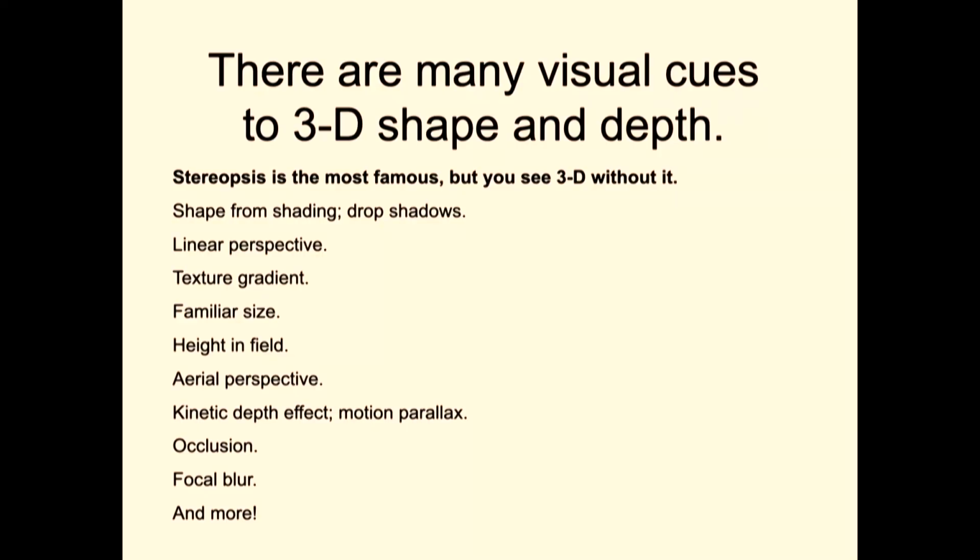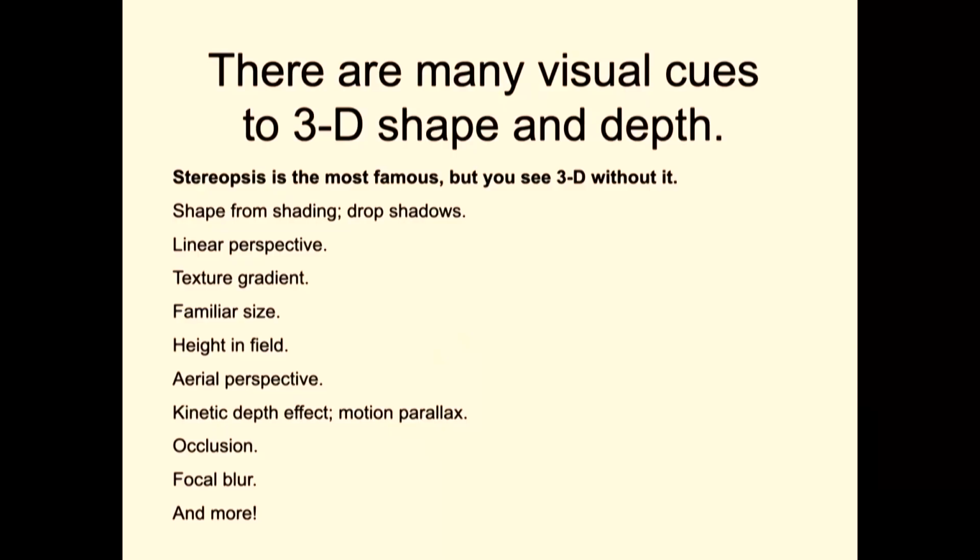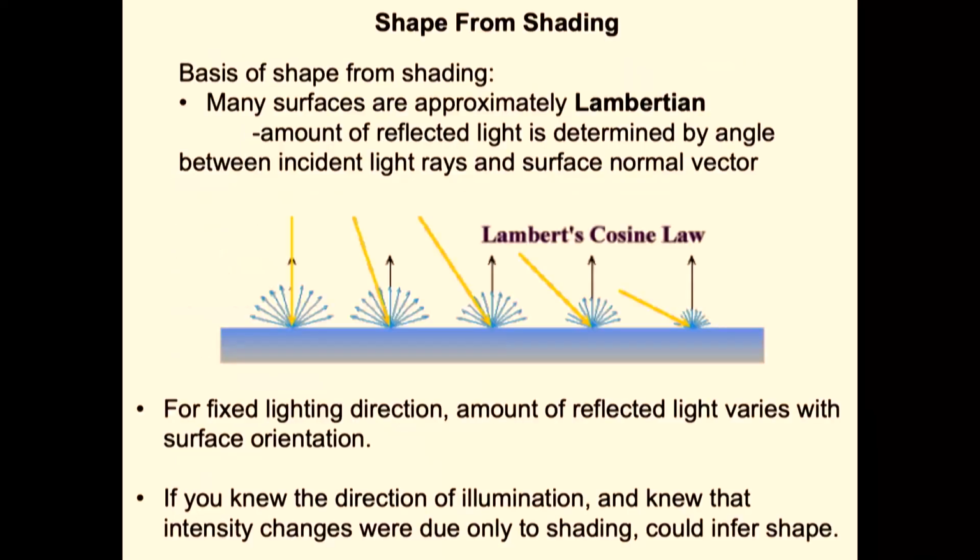Okay? So this is a partial list of cues to depth. We'll talk about a whole bunch of these. Shape from shading and drop shadows, linear perspective, texture gradients, familiar size, height in field, aerial perspective. Last time we talked about the kinetic depth effect. There's also motion parallax. Those are depth cues for motion, occlusion, focal blur, and this is not an exclusive list. Okay? So the first thing I want to talk about today is shape from shading.